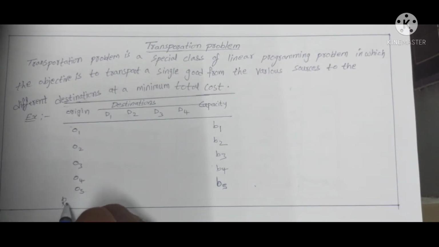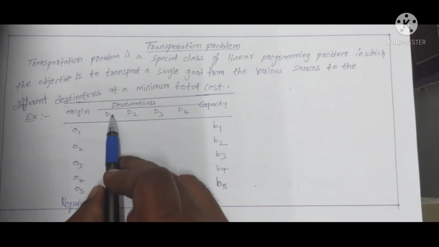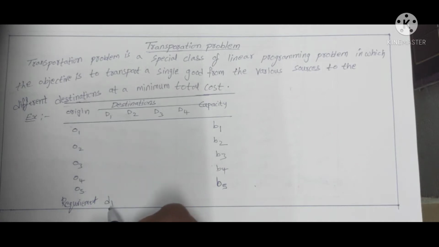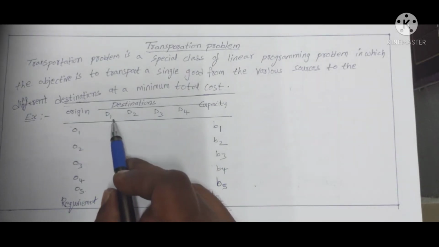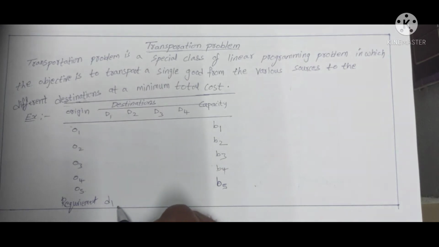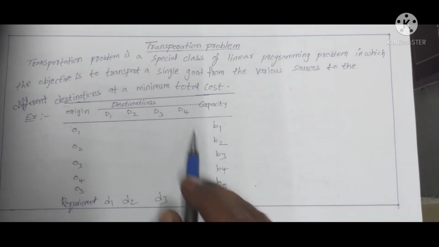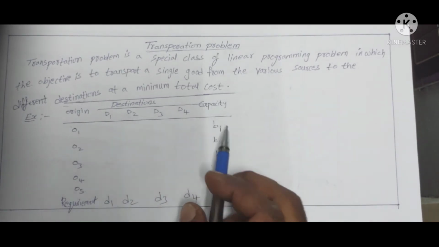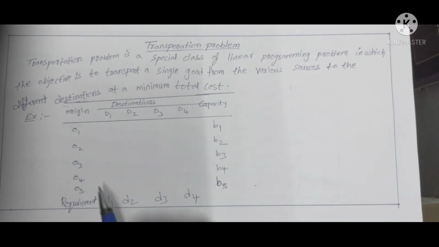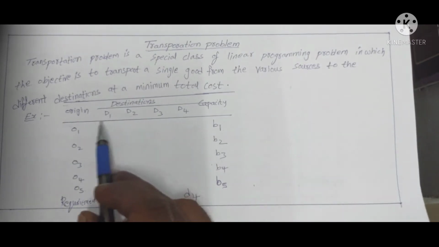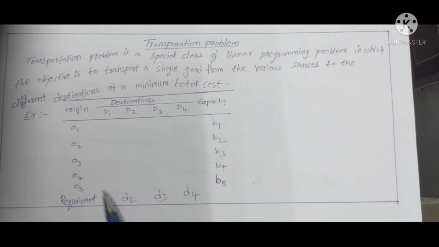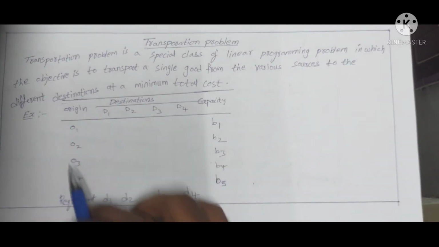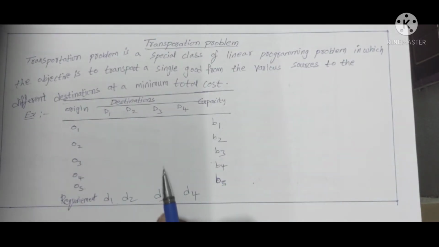Similarly we have a requirement. The destination D1 has a requirement of small d1, so the total requirement for destination capital D1 is taken as small d1. Similarly for destination D2 it is d2, and small d3 and d4 for destinations D3 and D4. Like this we can create a table. By taking a problem we can find the number of origins and destinations, and depending upon that we can create a table. By this table we can create a linear programming problem.